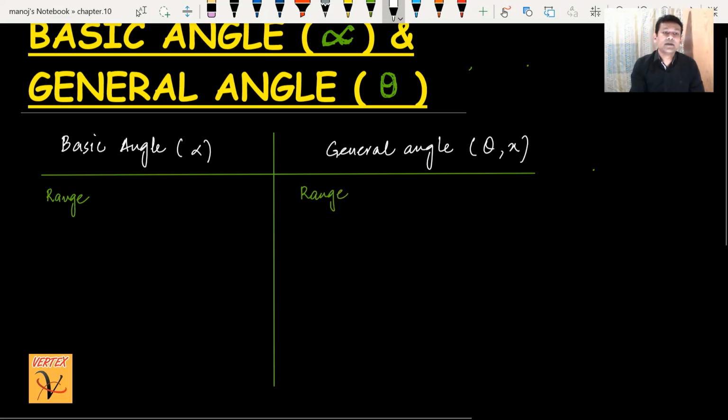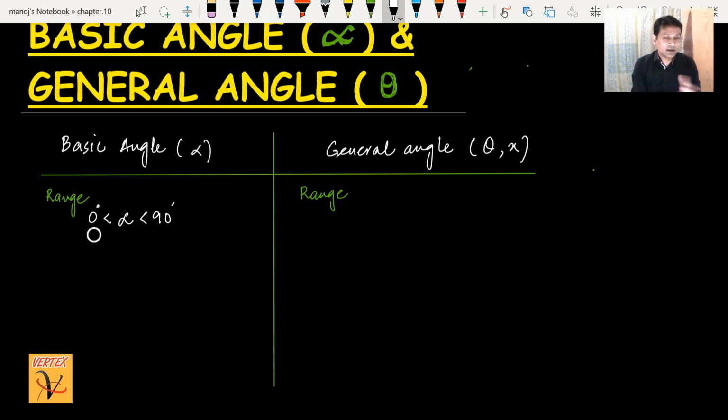Range of the angle. The basic angle range is always from 0 degree to 90 degree. I mean, that's not equal to 90, that's not equal to 0. Like more than 0 and less than 90, it means it always makes an acute angle. Okay, I'm just writing acute angle.